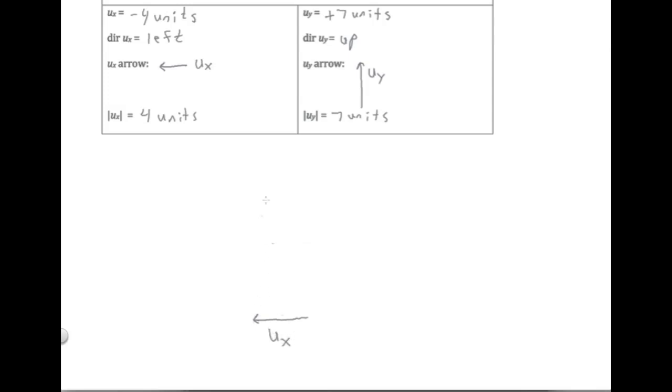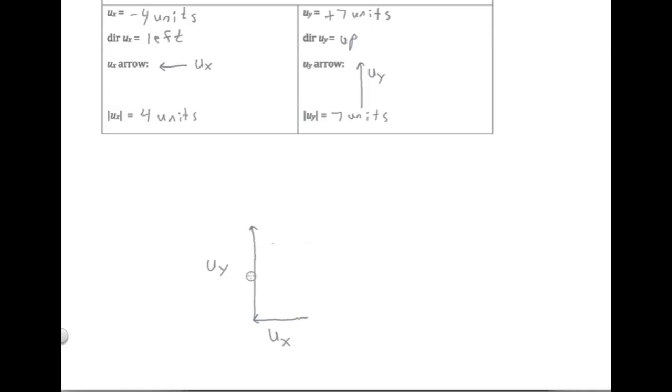And then uy, positive 7. So where ux ended, I'll draw an upward arrow of 7. And notice I'm not going to get this perfectly to scale, but you should certainly draw this arrow longer than this arrow because this magnitude is bigger than this one.